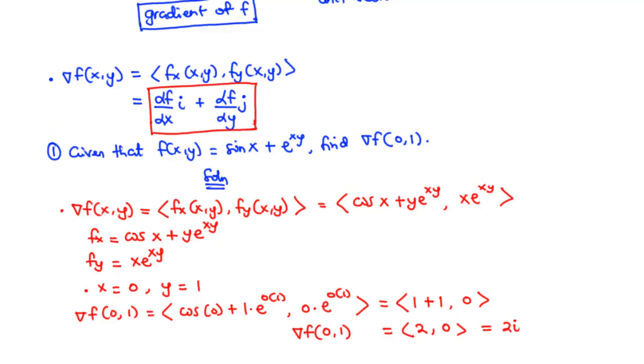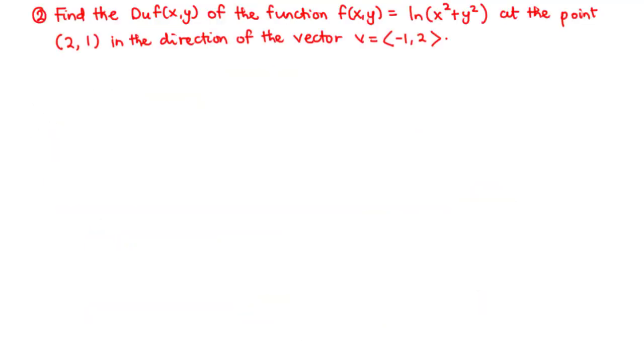So let's move on as we take some more examples. In example 2, we are going to find the directional derivative of the function at the point (2, 1) in the direction of the vector v, which has components -2, 1. Now at this point, we know that the directional derivative of a function f of x, y is given by the dot product of the gradient of the function and the unit vector u cap.